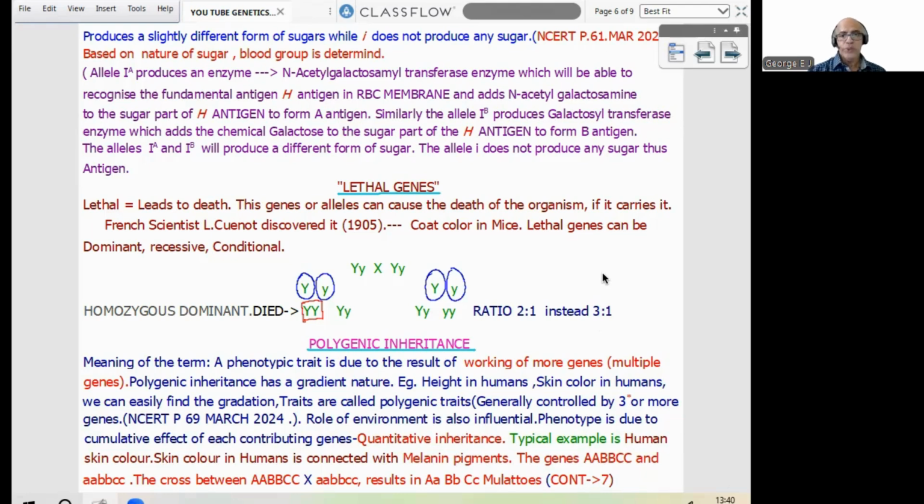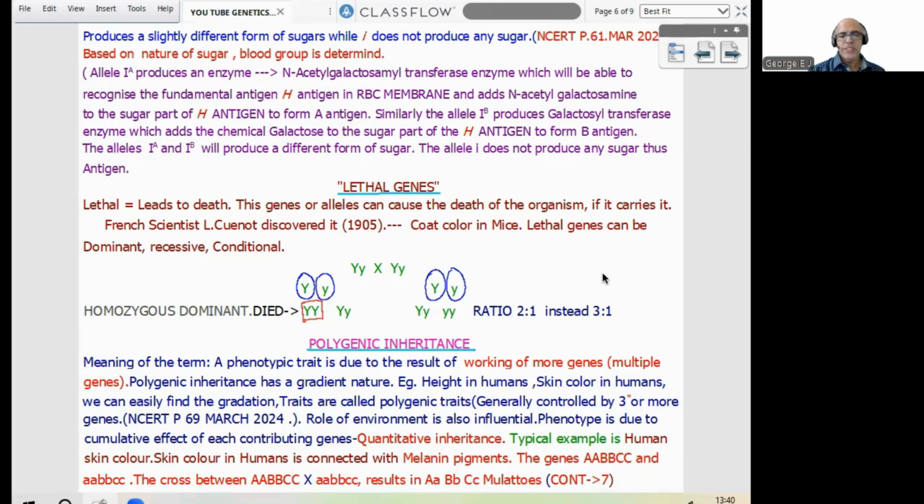The role of environment is also influential. Phenotype is due to the cumulative effect of each contributing gene. Dominance: each dominant gene will contribute, so more dominance means more contribution. That is why it is called quantitative inheritance.